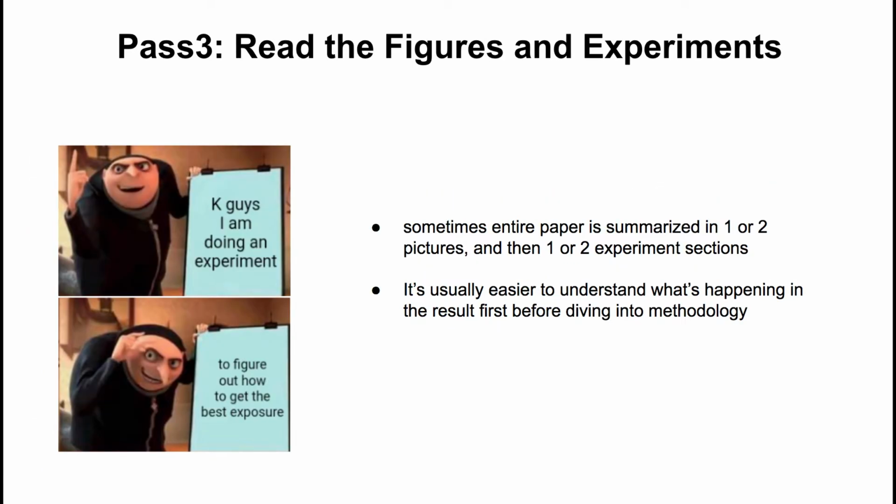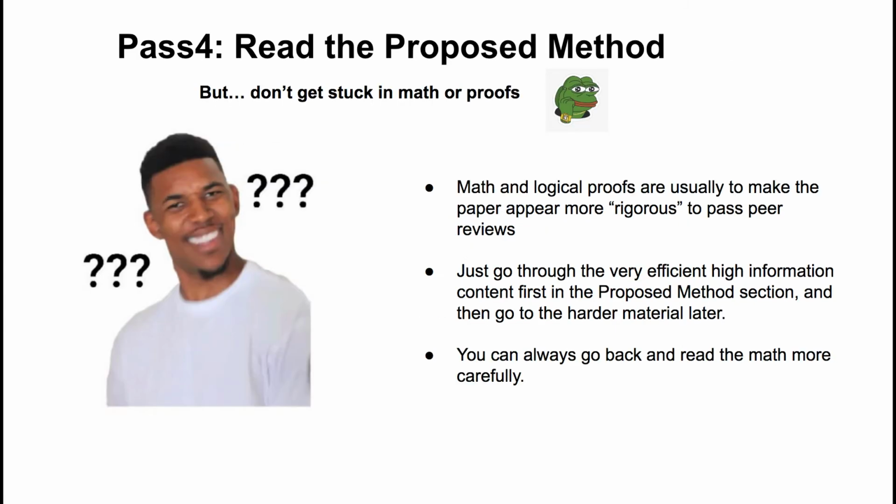Pass number three is read the figures and experiments. A lot of times the paper can be summarized in one or two pictures. For example, in the LightGCN paper, the pictures basically summarize what the entire paper is about. And sometimes one or two experiment results will basically summarize the approach. So start with the figures in the paper and the experiment section. On top of that, it's also easier to understand what the paper is about when you know what happened in the results before diving into the proposed method, so you know what to focus on. So that's pass number three.